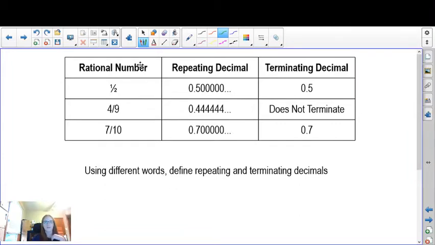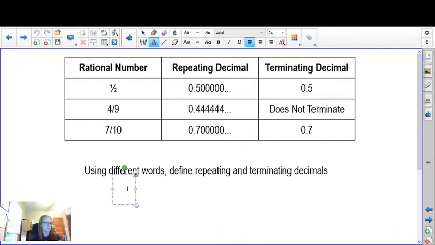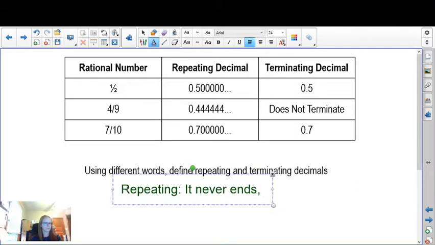Now, something that we would do together as a class, but again, you're watching this at home for some odd reason: in your own words, define a repeating and terminating decimal. So something about a repeating decimal. I like to say that it never ends. It's the same number forever.